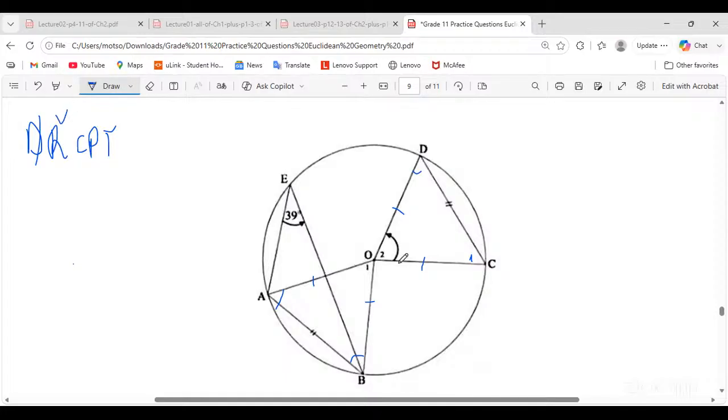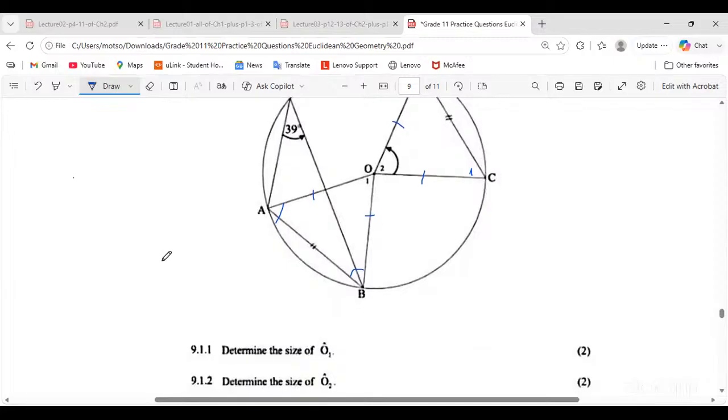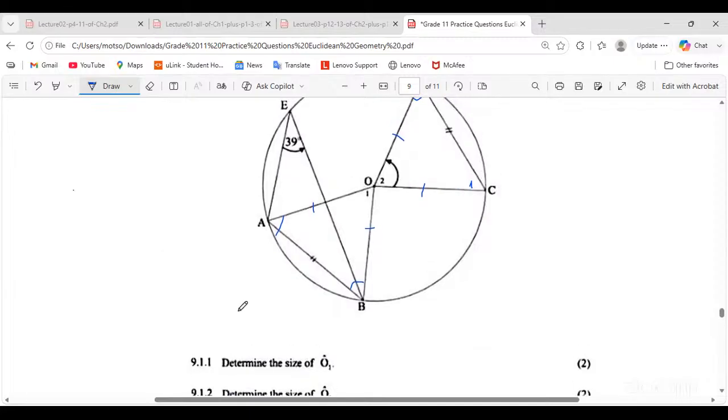Let's go for C, the cyclic quad. We don't have any cyclic quad. We go for P, parallel lines. We don't have any parallel lines. We don't have any tangent as well. Now, we can move into the problems and see how we can answer the questions that we are required to answer.